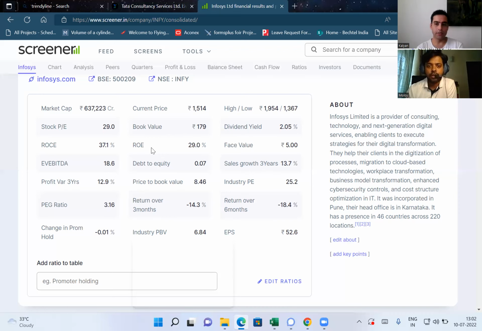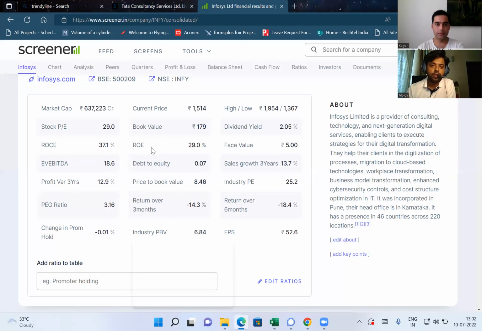So that does not include the promoter shares, right? It includes the free floating shares which can be traded in the secondary market, not the promoters' shares, which may be 5%, 10% or something like that. Okay.